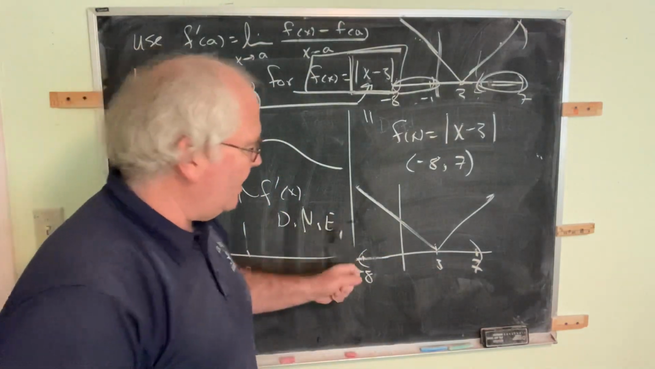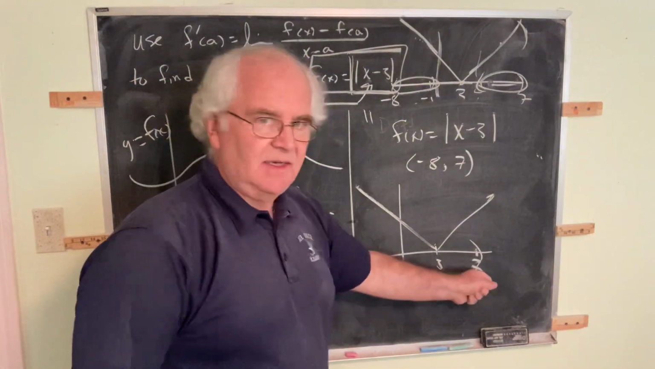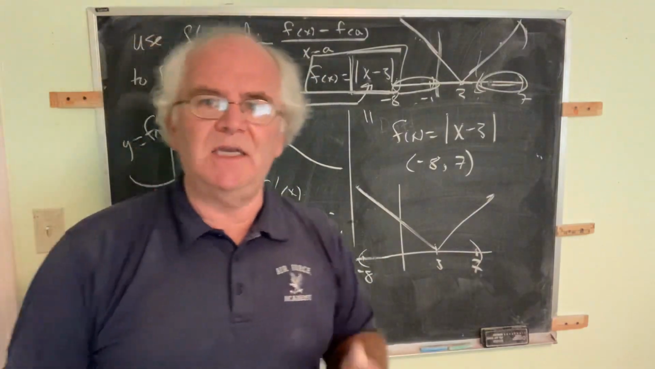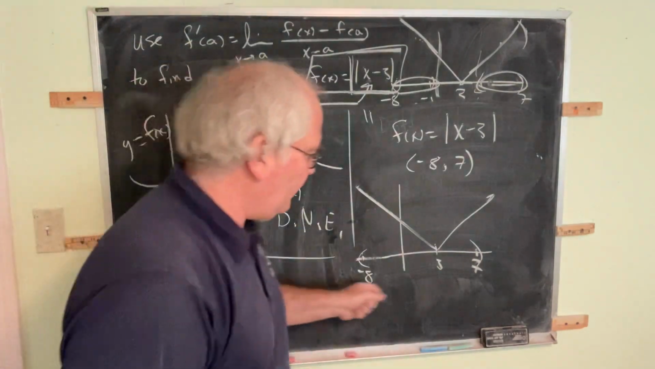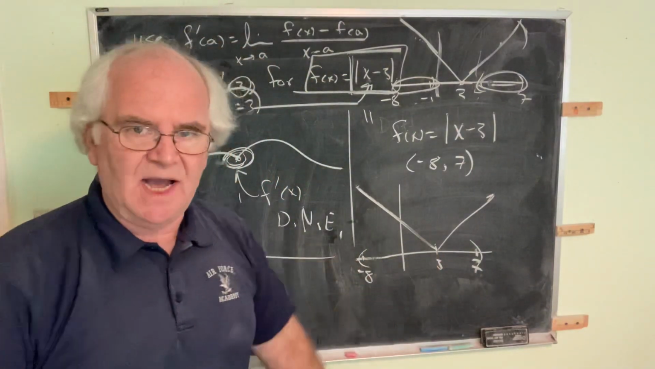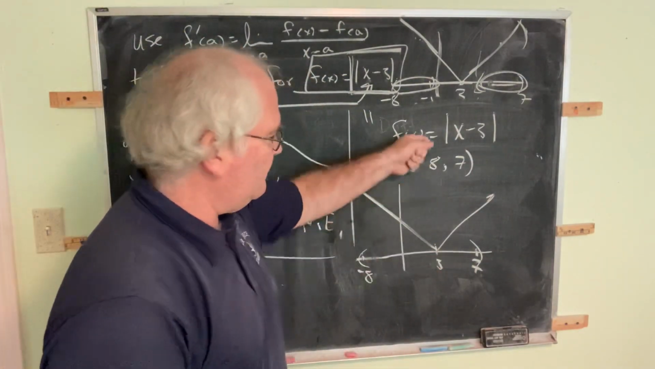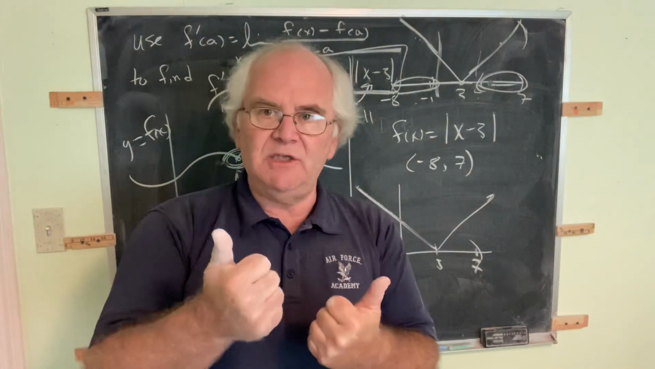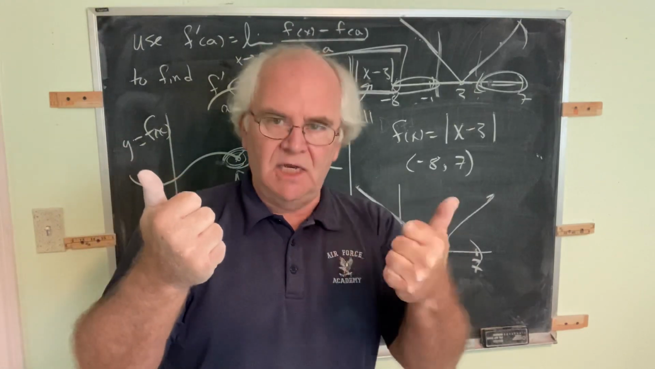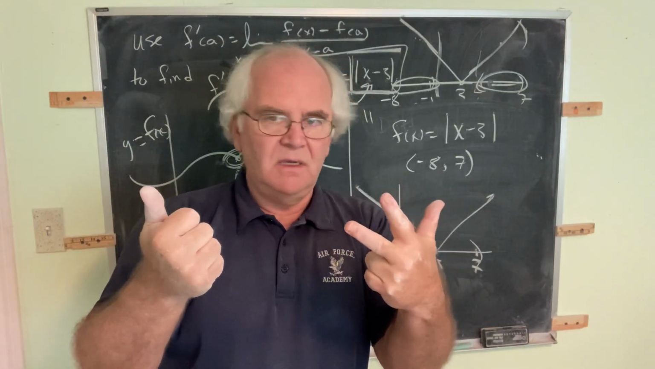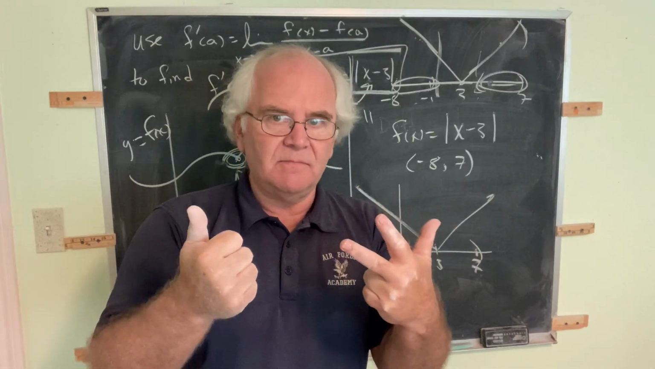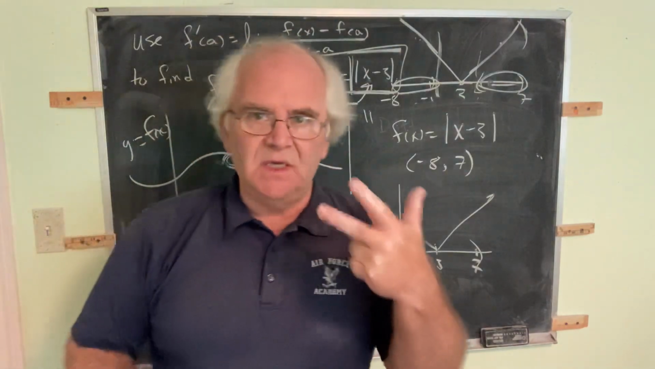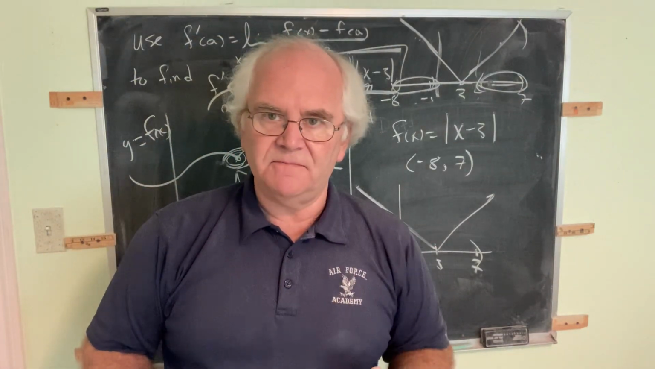Are there any cusps between -8 and 7? Yes, there is a cusp between -8 and 7. This function is not differentiable on the interval from -8 to 7 because there is a value where there is a cusp. This is a value where the derivative fails to exist. Differentiable does not mean the same thing as continuous. Differentiable means no cusps. Continuous means no holes, no jumps, no vertical asymptotes. They're related, but they're not the same thing. All right? So differentiable means no cusps. Continuous means no holes, no jumps, no vertical asymptotes.